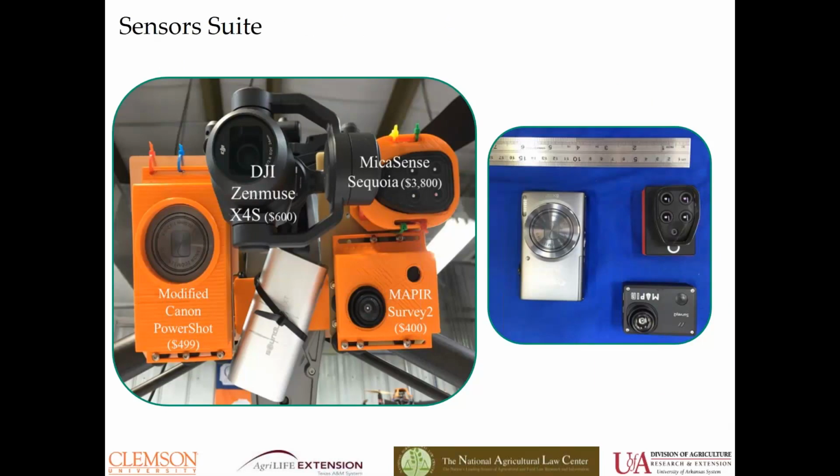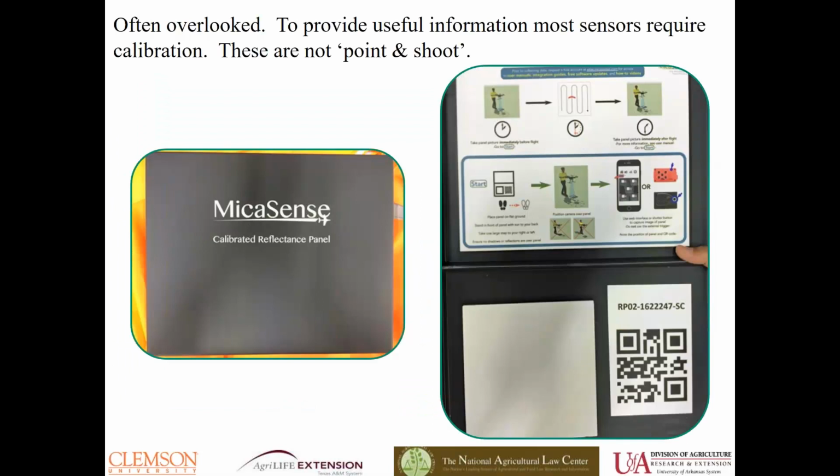This is simply an example of a sensor suite, which is likely more common in research where researchers wish to make a direct comparison between different sensors during the same flight. This complex sensor package would not be common for most users. Another helpful hint is to make sure you purchase the appropriate calibration panel for your specific sensor. Calibration is especially critical if you plan to compare observations over time.